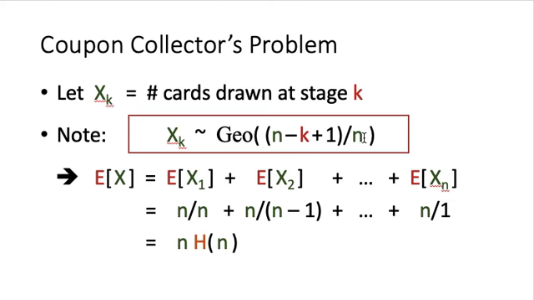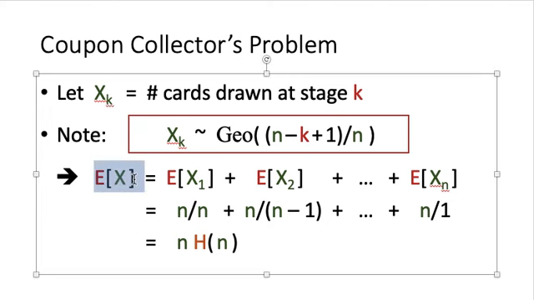After defining X_k, everything suddenly becomes very easy, because the total number of cards that we need to draw is the number of cards drawn in stage 1, plus the number drawn in stage 2, and so on, up to the number drawn in stage n. So X is equal to the summation of X_1, X_2, up to X_n. By linearity of expectation, E[X] is E[X_1] plus E[X_2] plus E[X_3], up to E[X_n].